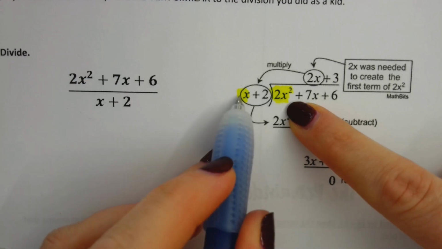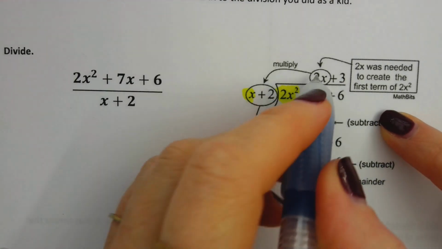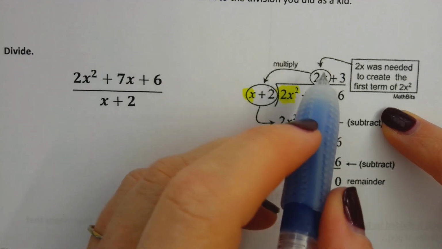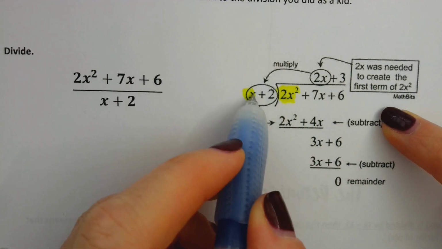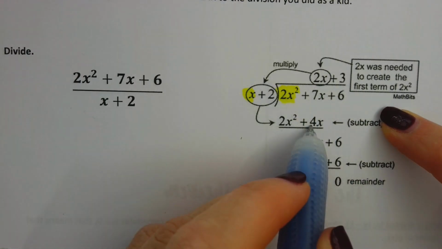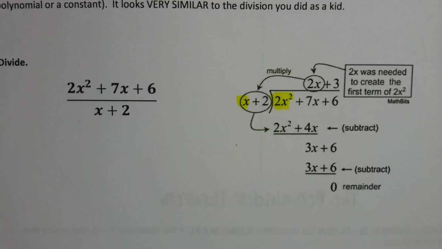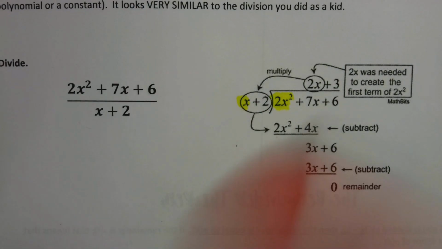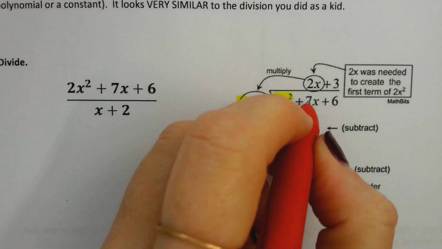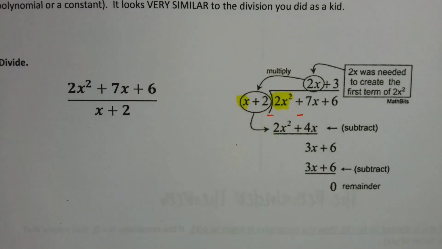2x, yeah. X times 2x is 2x squared. So you write that 2x up top, and then you take that 2x and you're going to multiply it off this side. 2x times x is 2x squared, so you write that here. 2x times 2 is 4x, so you write that here. And then these two get subtracted. You do 2x squared minus 2x squared, and then you do 7x minus 4x.